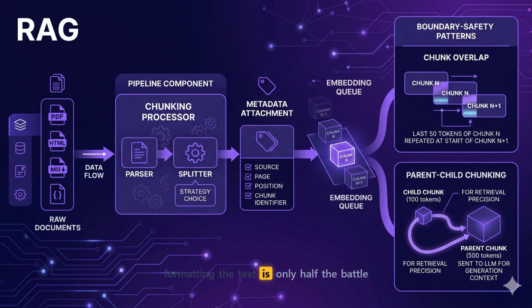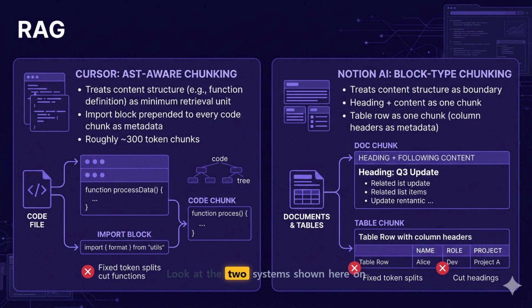But formatting the text is only half the battle. Next, we have to look at how these processed chunks are actually converted into mathematical vectors and stored for lightning fast retrieval. Look at the two systems shown here on the main panels. When you move past simple tutorials and build real-world AI applications, generic text splitters fall completely flat. Companies like Cursor and Notion don't use arbitrary token counts to slice data. They build their chunking engines around the actual syntax and visual structure of the document itself.